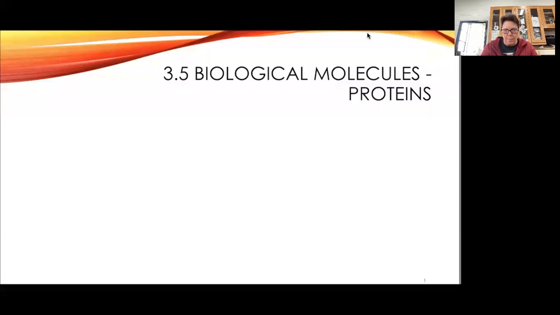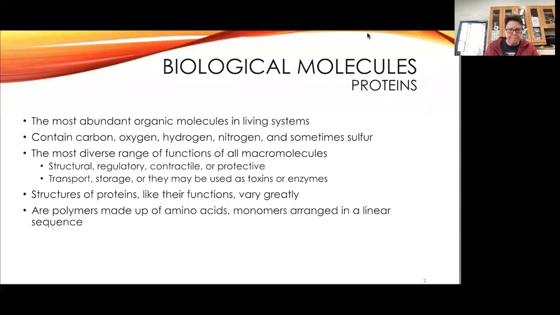All right, so we're going to talk about proteins in this presentation. It is the most abundant organic molecule in living systems. Basically, your body is composed of mostly all proteins. They contain carbon, oxygen, hydrogen, nitrogen, and sometimes sulfur. There are some amino acids that have sulfur in them. They're very diverse, not only in their structure, but their shape and their function.